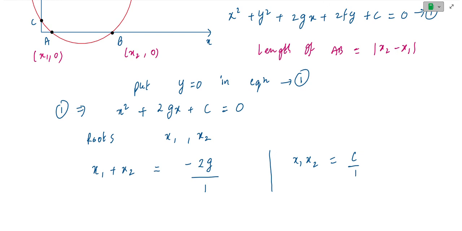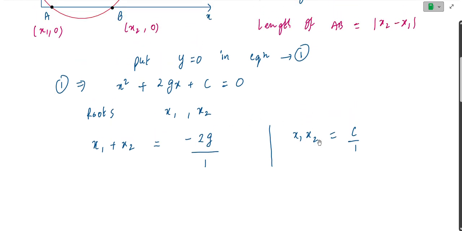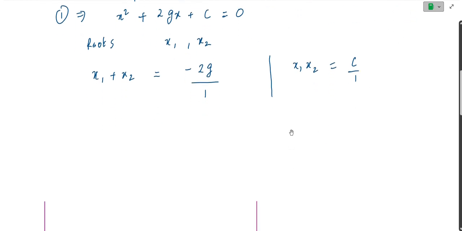So now I have x1 plus x2 as minus 2g, and x1 x2 as c. Using these two equations, I should find the modulus of x2 minus x1. So see, x2 minus x1 whole square.